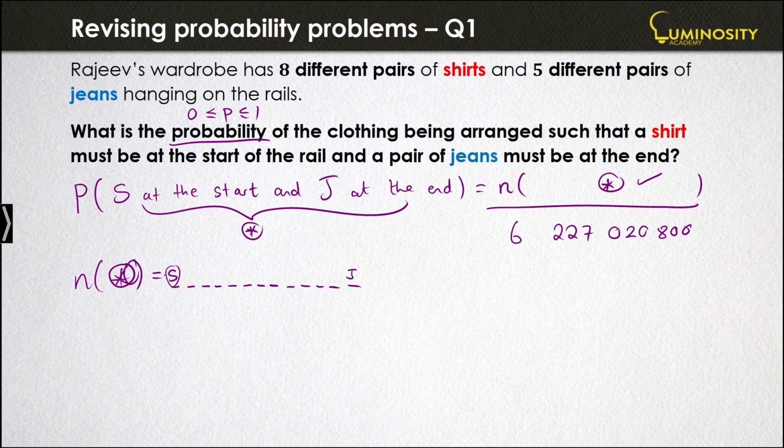Well, how many shirts do I have to pick from? I've got 8 shirts that I can pick from. And how many jeans can I pick from? I have 5 jeans that I can pick from. Once I've picked one of those 8 shirts, I have 7 shirts left, and once I've picked one of the 5 jeans, I've got 4 jeans left over. So this 7 plus 4 is 11 objects, so 11 factorial different ways I can arrange those 7 shirts and those 4 jeans. By the fundamental counting principle, I multiply these outcomes.